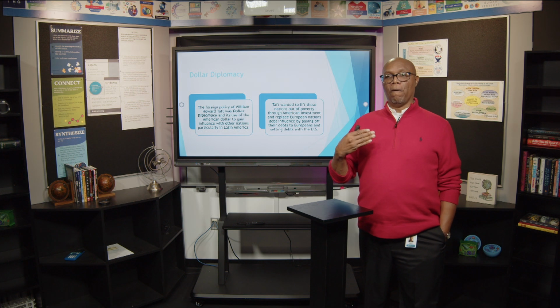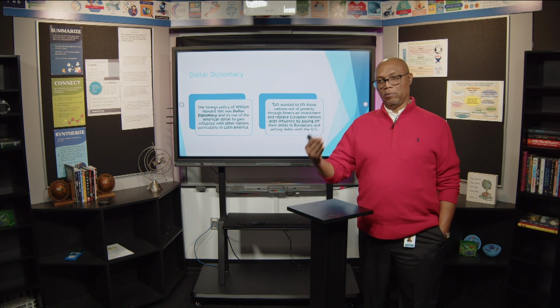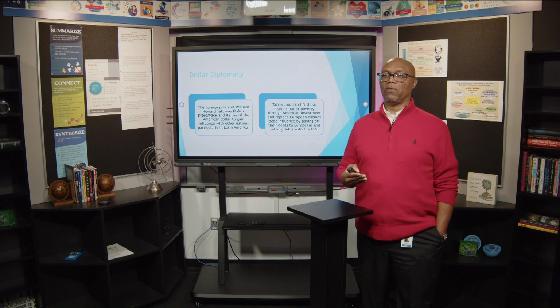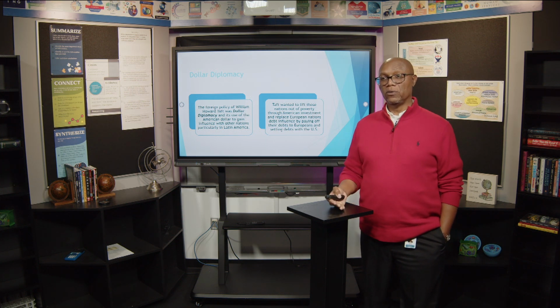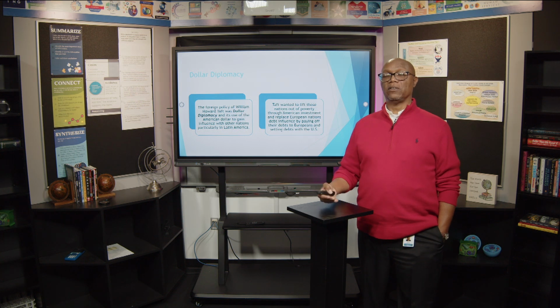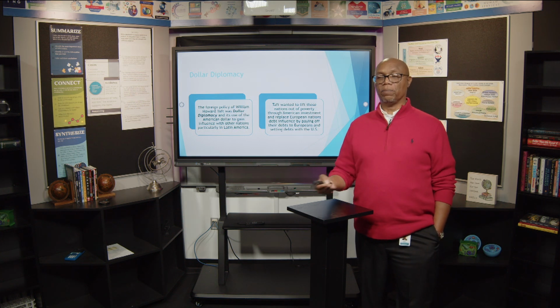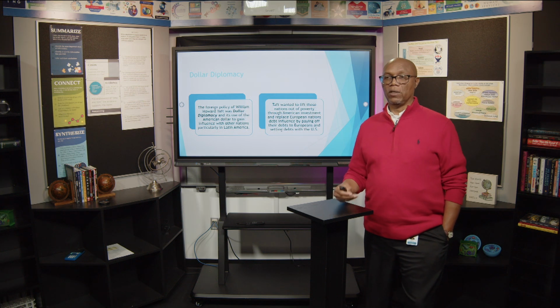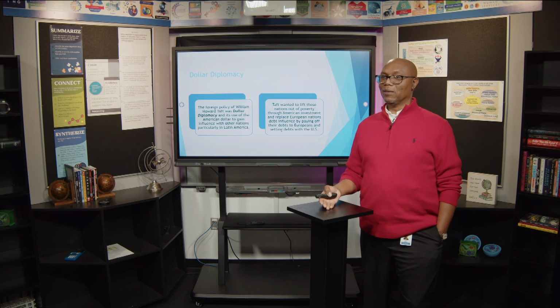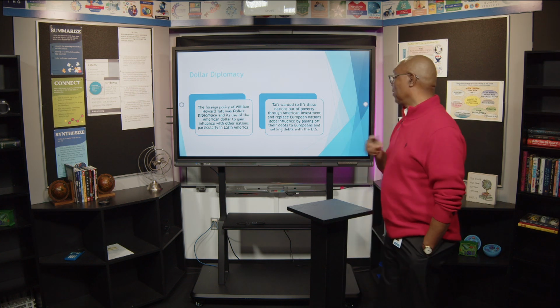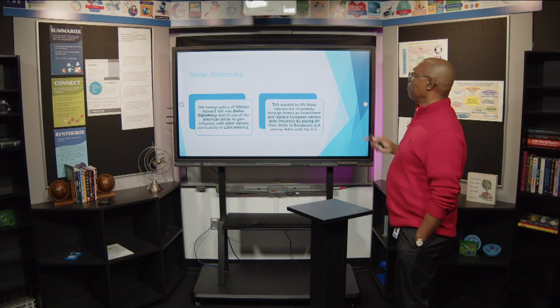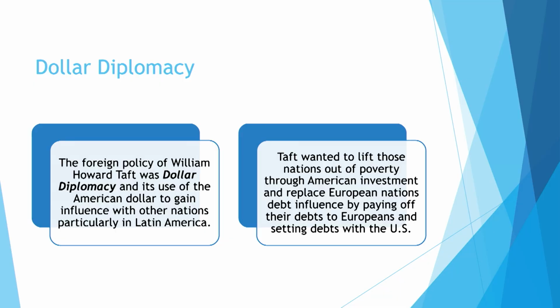What the next president, the hand-picked successor of Roosevelt, William Howard Taft, would do is take a different approach. That approach used the American dollar to gain influence by giving loans or rejecting loans when nations didn't do the things that we needed them to do, or investing in places if they did what we needed. When dollar diplomacy didn't work, he reverted back to what his predecessor Roosevelt had done, using big stick diplomacy and the U.S. Navy. Taft wanted to lift those nations out of poverty through American investment and replace European debt influence by paying off their debts to Europeans and settling debts with the United States.